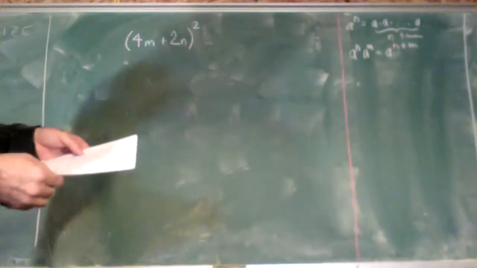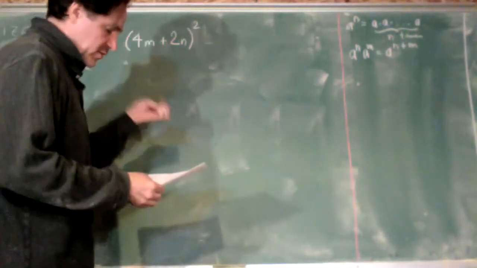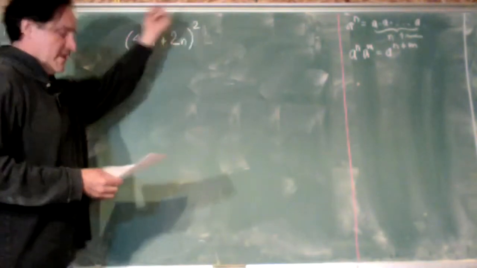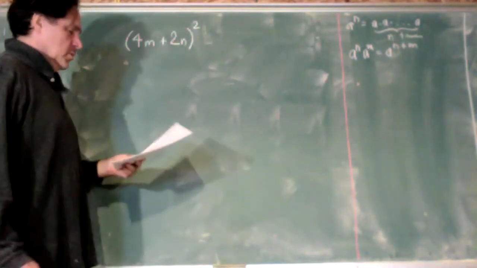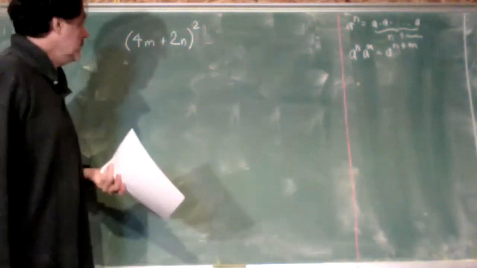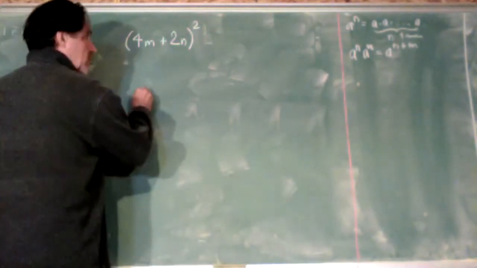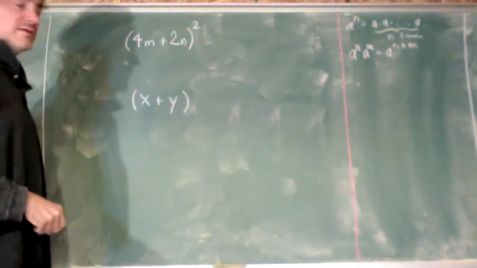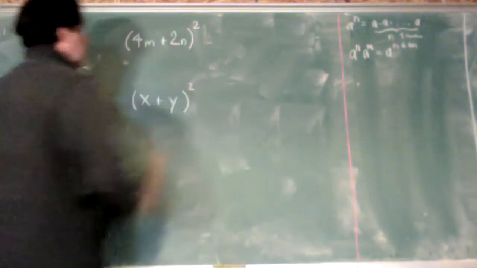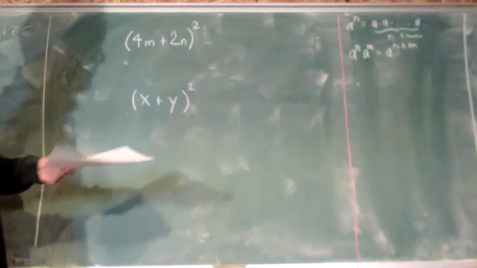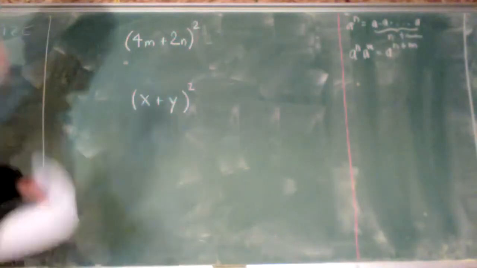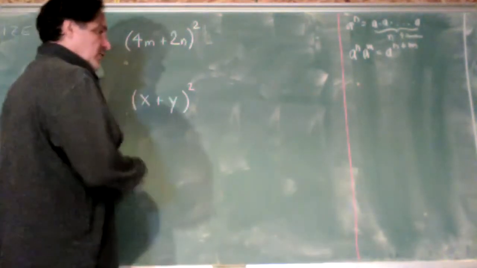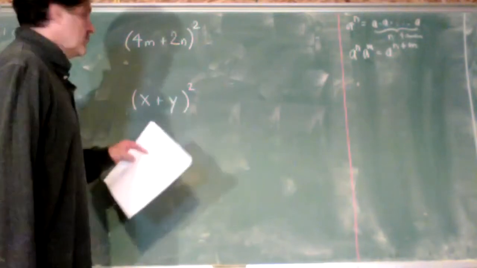Question 6 asks us to use the formula for a binomial squared to multiply the quantity 4m plus 2n raised to the second power. What is the formula for a binomial squared? Well, what do we mean by a binomial squared? Something of the form x plus y squared. What is our formula for that? Remember, that's a perfect square trinomial. It asked you to memorize the form of a multiplied out perfect square trinomial.